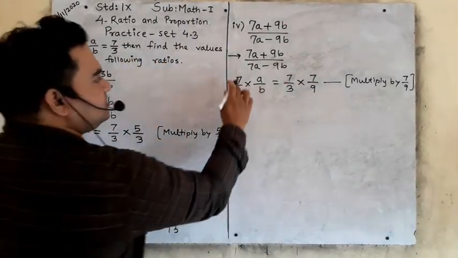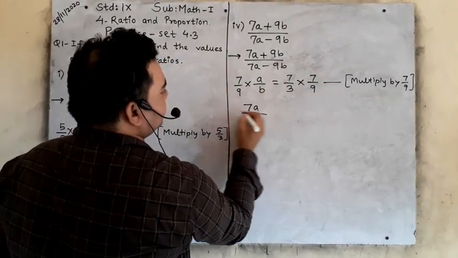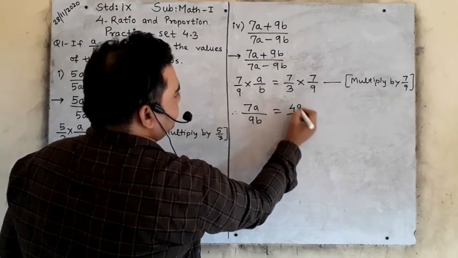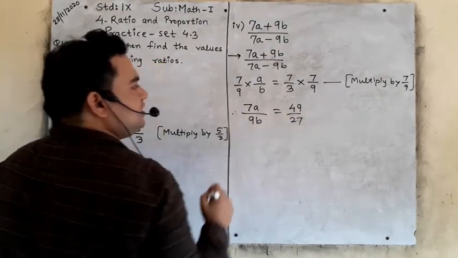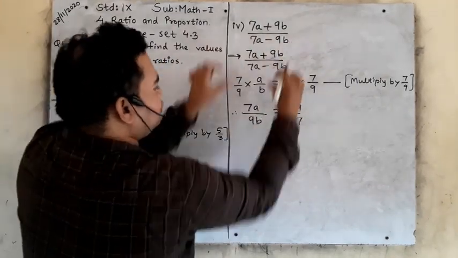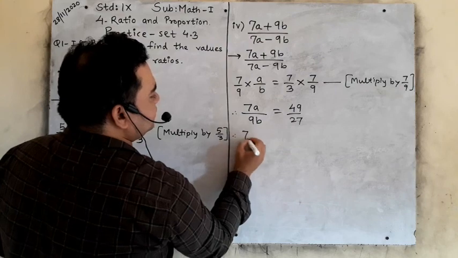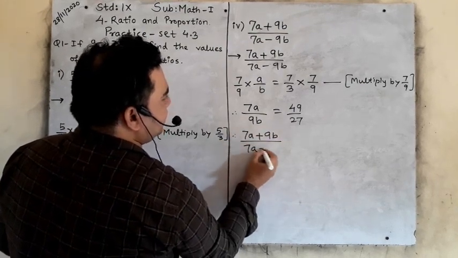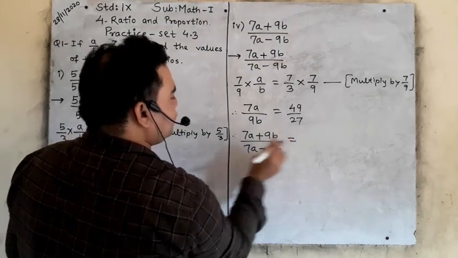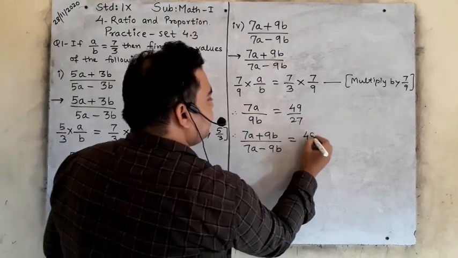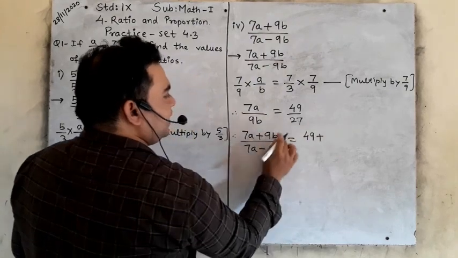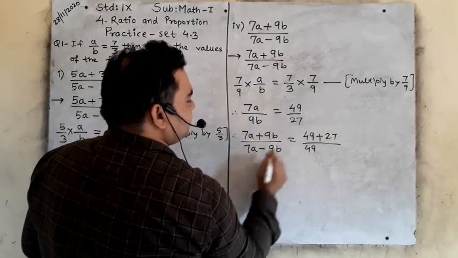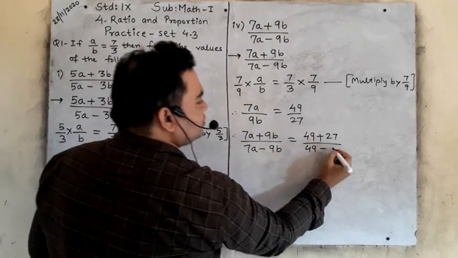Now solve it. 7A's are 7A, 9B's are 9B. 7 7's are 49, 3 9's are 27. Now write the question again over here. 7A plus 9B upon 7A minus 9B is equal to: 7A value is how much? 49. Plus, 9B value is how much? 27. 7A value is how much? 49. Minus, 9B value is how much? 27.